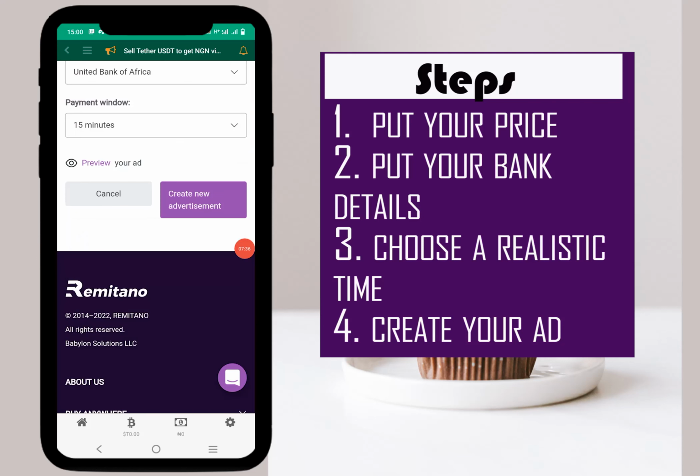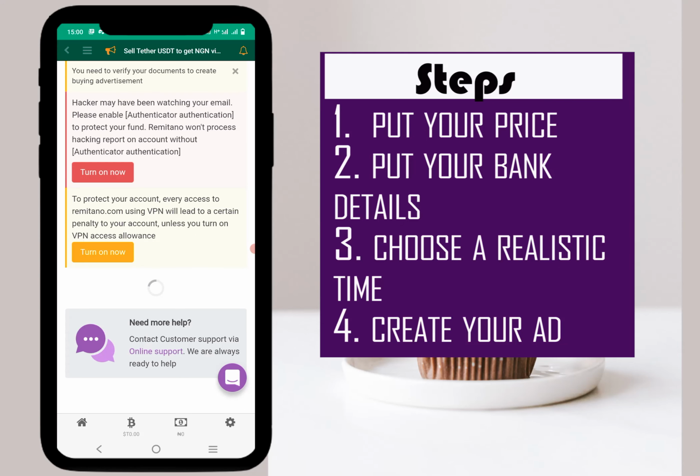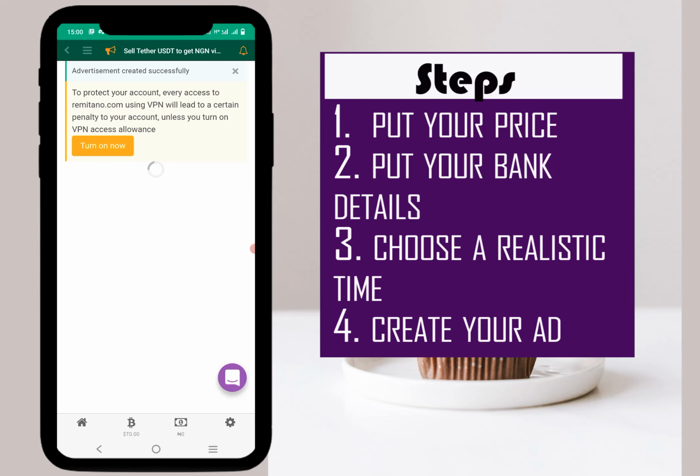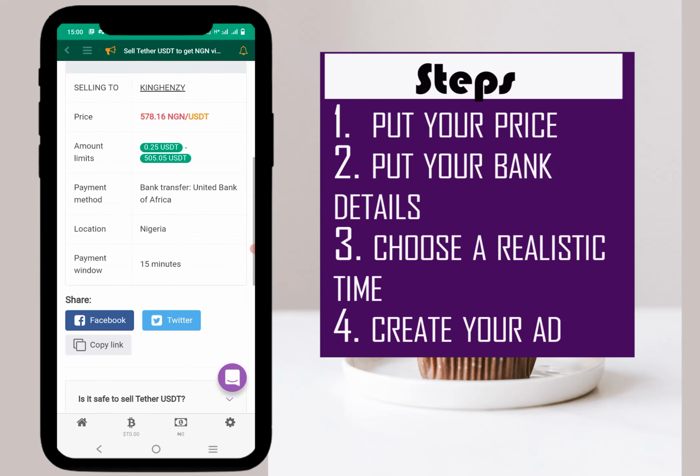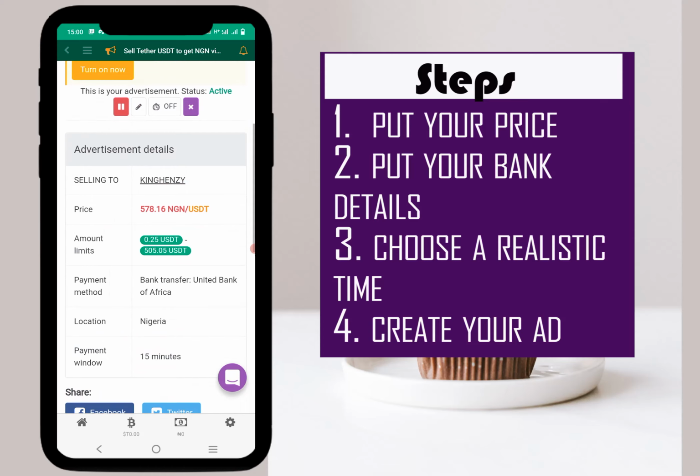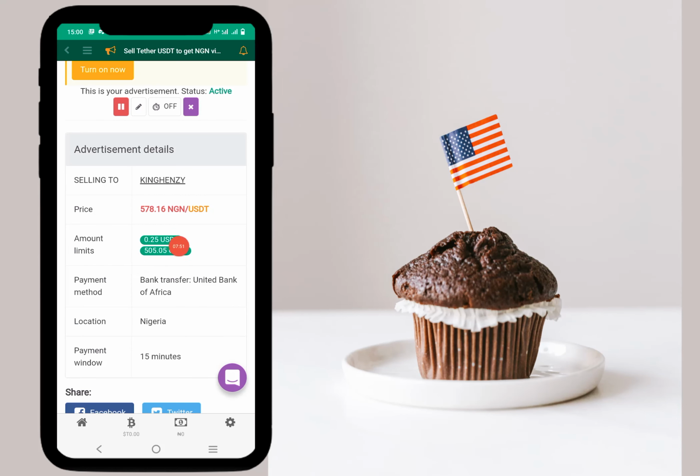So I click close here and create new advertisement. What this simply means is that anybody who sees my ad and wants to make use of UBA, my ad is currently live and people can see it. And my limit is actually from 25 to 505. You can always adjust your limit by editing this.